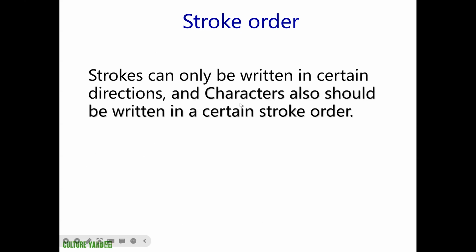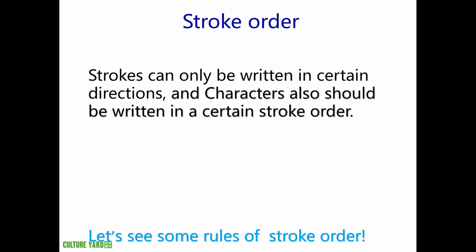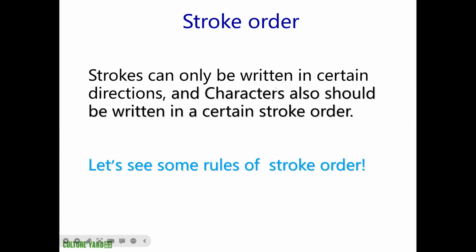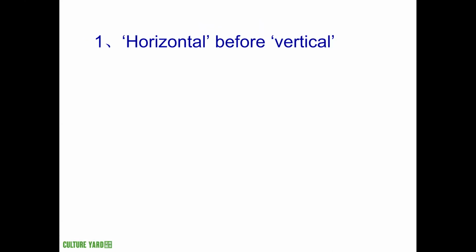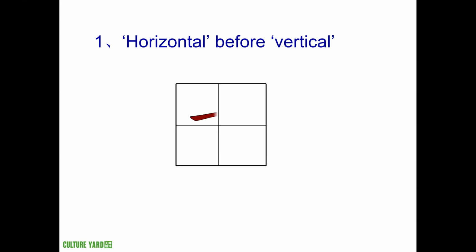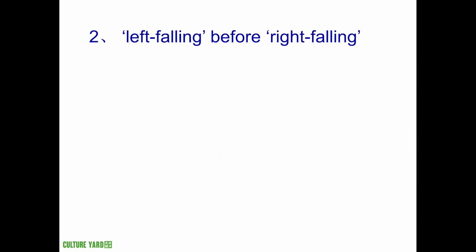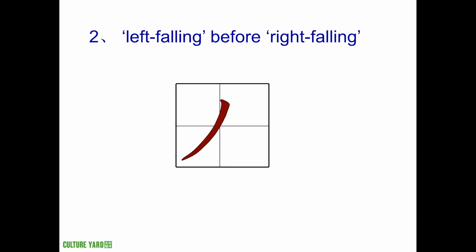Okay, and then we will talk about stroke order. Strokes can only be written in certain directions, and characters also should be written in a certain stroke order. This is a very, very important rule when we write characters. Let's see some rules of stroke order. Horizontal before vertical. So horizontal and then vertical. This is a 十, right? If you learn some Chinese, you know this is a 10. And then the second one, left falling before right falling. Left falling, and then right falling. This is 人.